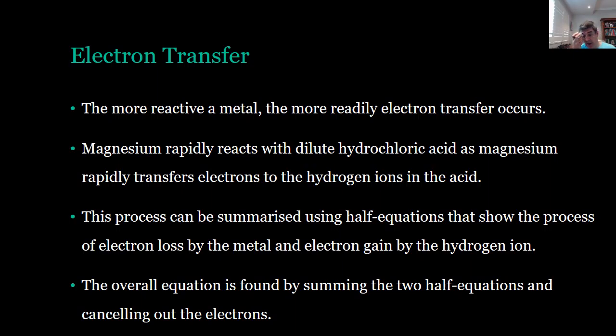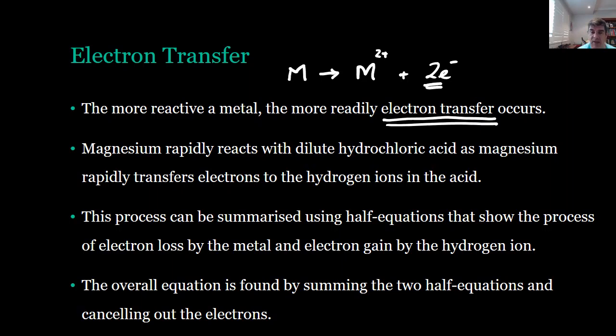So in general, the more reactive a metal is, the more readily electron transfer occurs. Really, when we're talking about reactivity, we're talking about electron transfer. Most of the time, the most common reaction we're looking for is a metal becoming a metal ion, say a 2+ ion, and releasing 2 electrons. Now of course metals can't do this in isolation. The electrons have to go somewhere. So usually this is going to occur where another species takes in these electrons and includes them as part of its own structure.